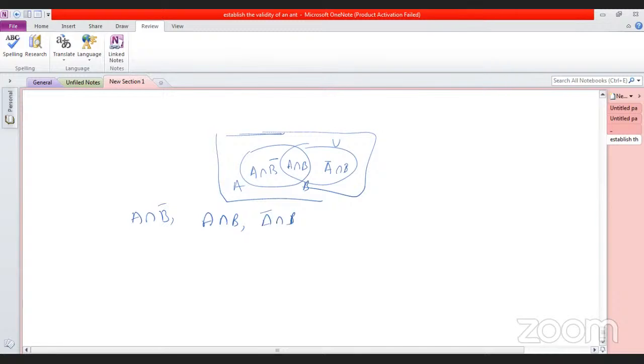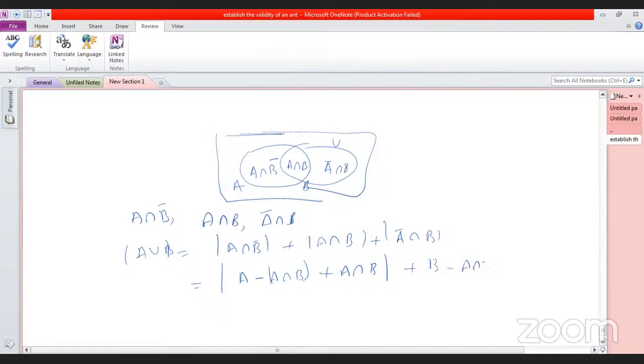A intersection B bar, A intersection B, and A bar intersection B are mutually disjoint sets. This is separate. Therefore, A union B is equal to A intersection B bar plus A intersection B plus A bar intersection B. So I am writing this as the solution. First, A minus A intersection B, plus A intersection B. See here, minus and plus cancel, only A remains. Plus B minus A intersection B. This is also the same.